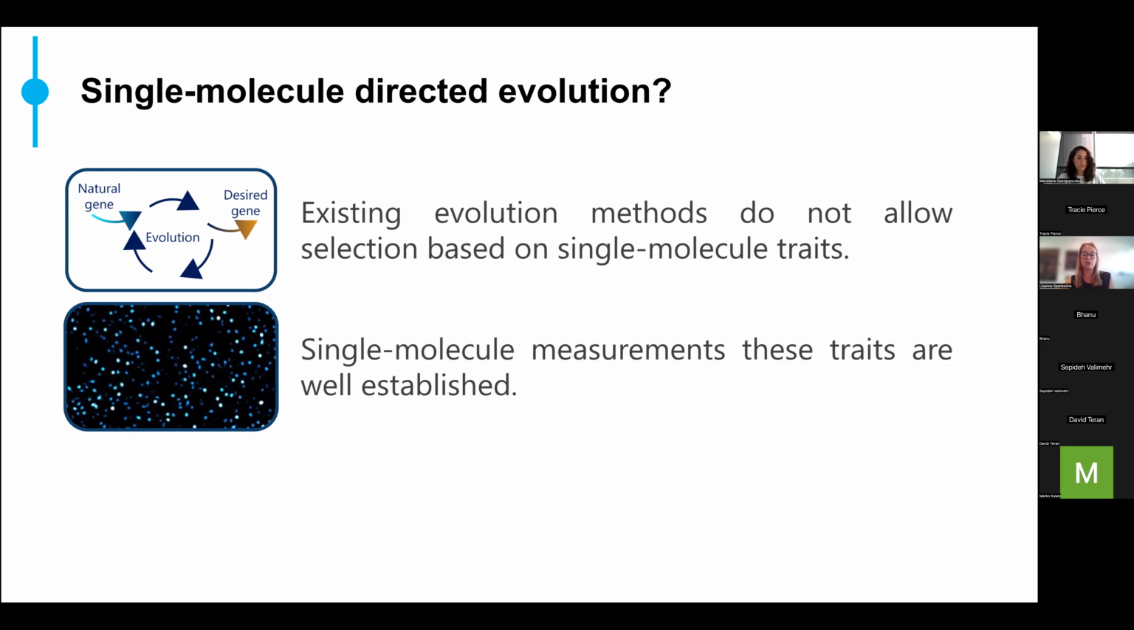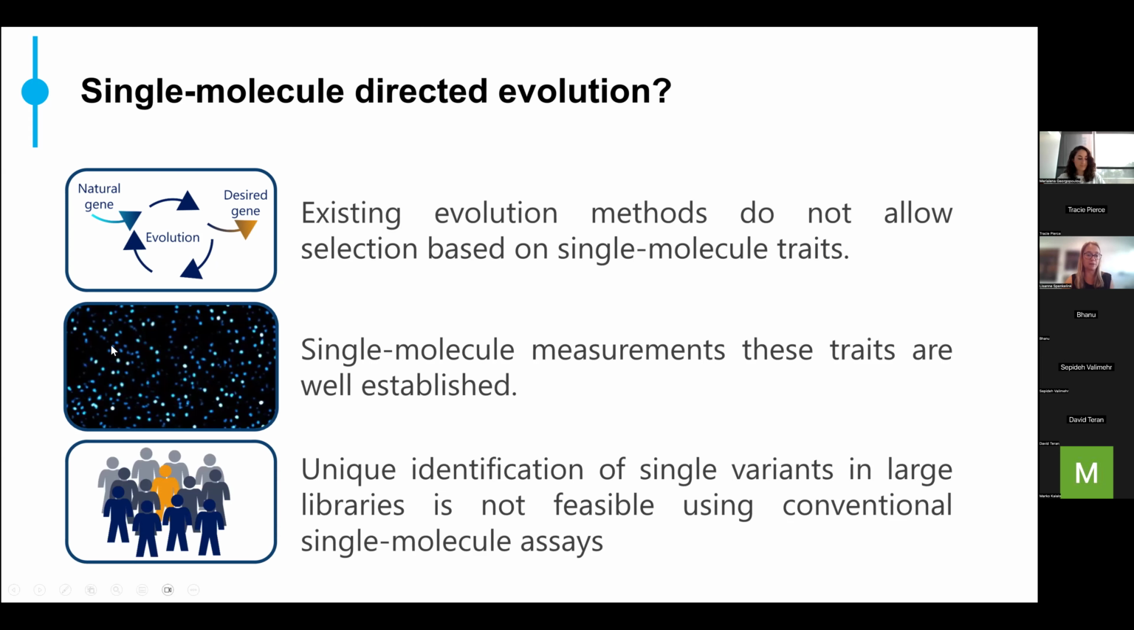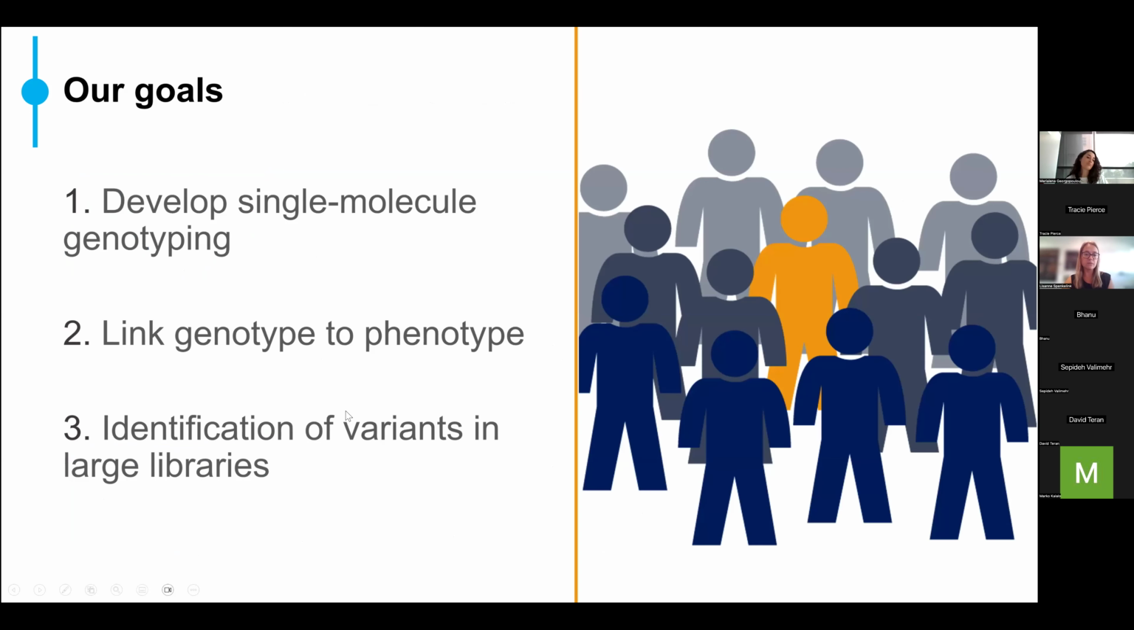But what was challenging so far is, say that you have found in this field of view right here in the middle that this particular spot does what you want. How do you then know what variant in your very large library of variants that is? So essentially, if we represent it as this group of people, how do we know who the orange guy is? And that is something that we tried to address. So we have developed a single molecule genotyping assay, where we directly link the genotype to the phenotype to then identify a single variant amongst a large library of variants. So essentially, we're now able to answer the question, who is this orange guy?